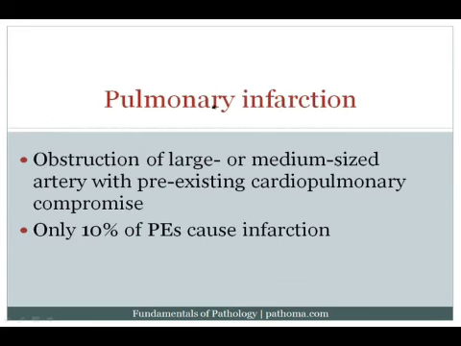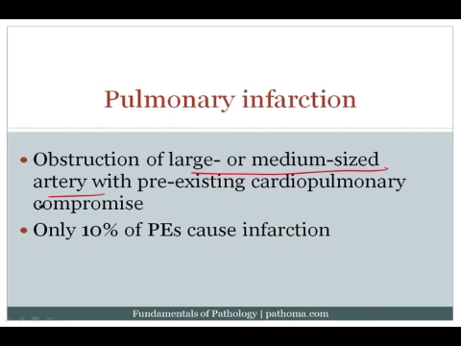It is possible, however, as a complication of PE, to get an area of infarction within the lung. That's usually going to occur when you have a couple things. Number one, you need obstruction of a large or medium-sized artery. So that's really the first thing we need. You've got to have a big embolus that's going to obstruct either a large or medium-sized artery.